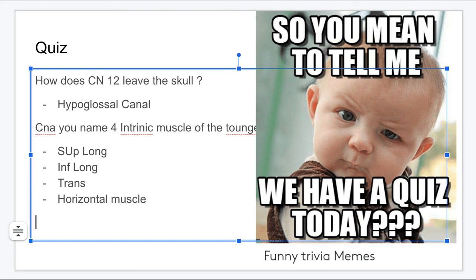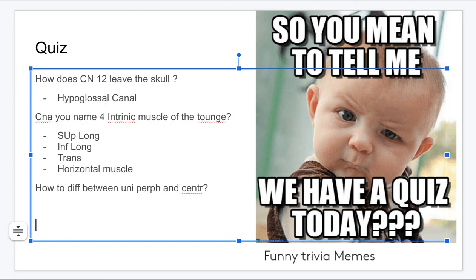How do you differentiate between unilateral peripheral and central lesions? Well, the answer for that is peripheral has atrophy, while central has very little atrophy.